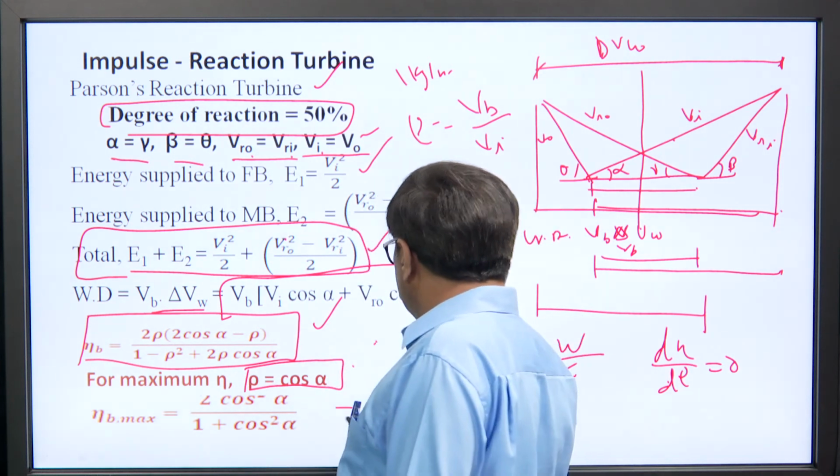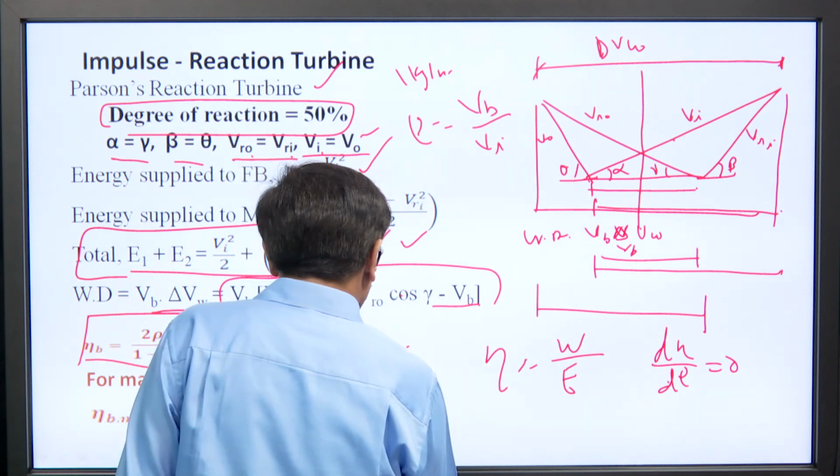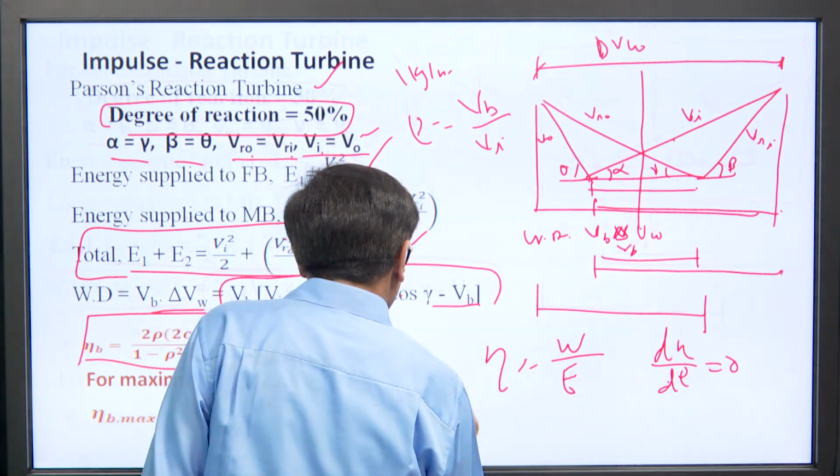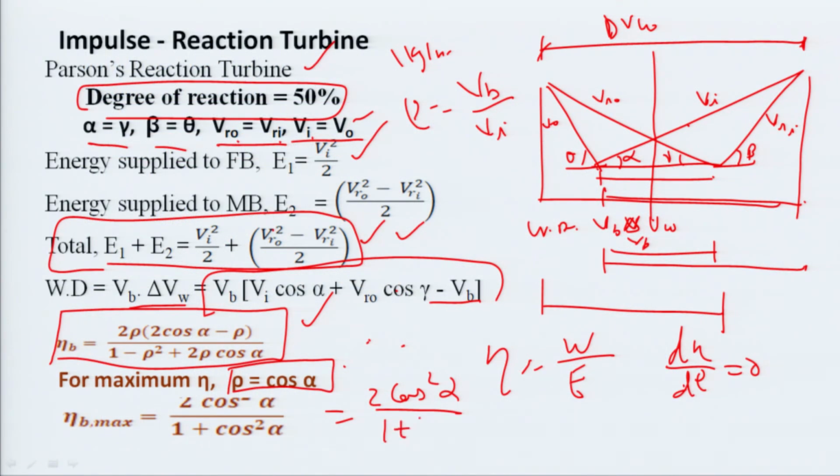So, maximum efficiency is 2 cos square alpha upon 1 plus cos square alpha. This is the value of the maximum efficiency. In this manner we can do the problems of the impulse reaction turbine, or particularly the Parsons reaction turbine. When we make the derivation and put in the values, we arrive at this equation.